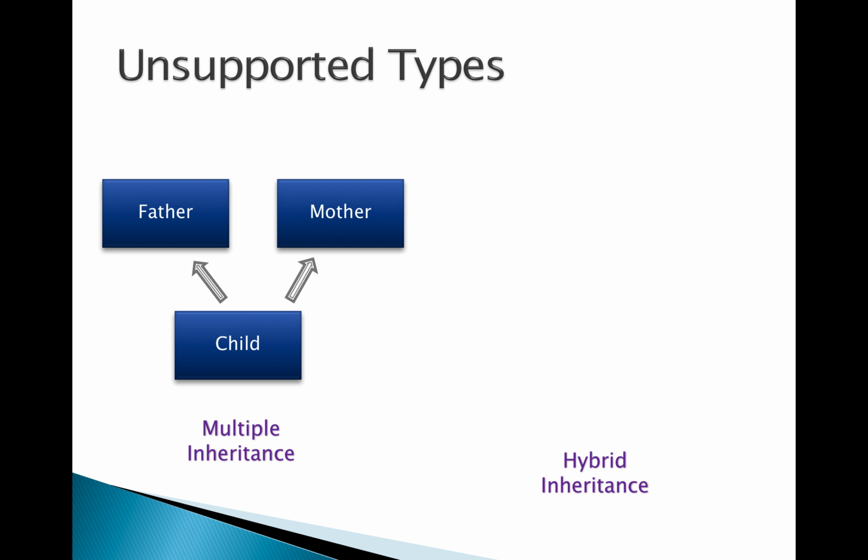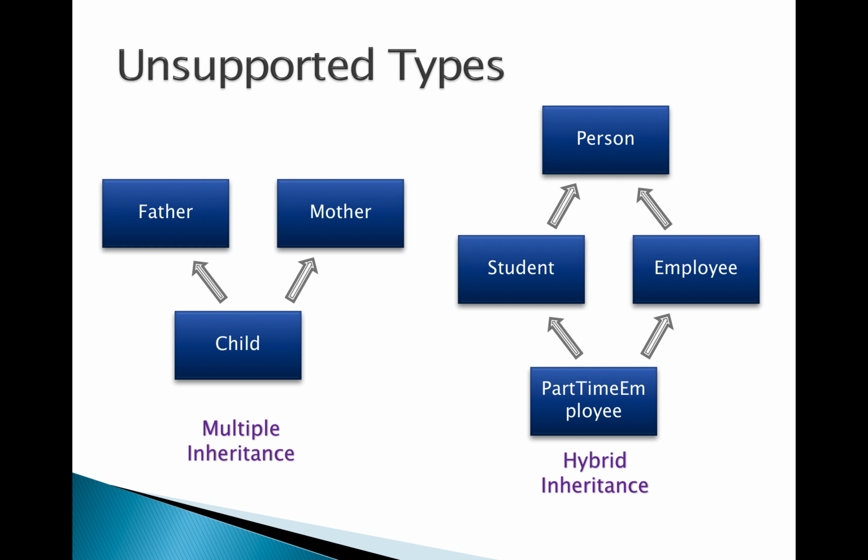The other one is hybrid inheritance, which is a combination of multiple and multi-level inheritance. In this case, student and employee are extending from a person class, which is supported, but at the same time, there is a part-time employee who is an employee, but is also a student. So he is extending the properties of both student and employee. This type of inheritance, which is a kind of multiple inheritance, is not supported in Java.